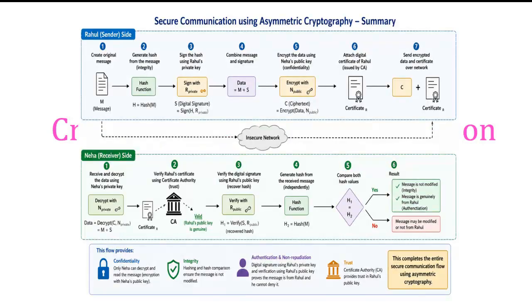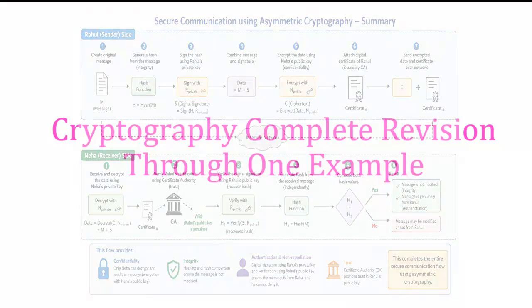Today we are going to understand one of the most important concepts in cybersecurity and network security, that is cryptography. If you do not understand the complete flow in the first attempt, don't you worry. Watch the explanation multiple times and try to write the complete flow step by step using pen and paper. Once you draw the flow yourself and connect each step, concepts like encryption, hashing, digital signatures, verification, and certificate authority will become much easier to understand.